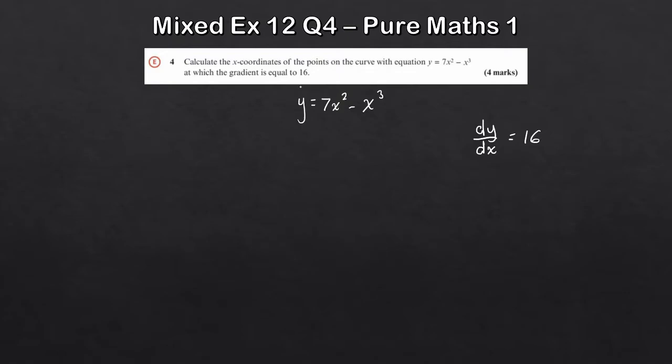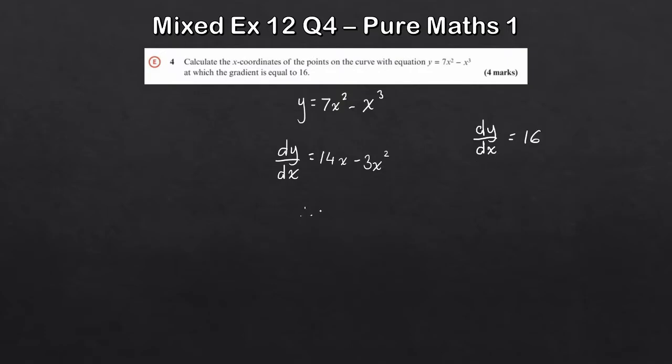So let's do that. So differentiate this. Should be a nice, easy function to differentiate. So 7 times 2 would be 14. Take 1 from the power, so it'd be x to the 1, or just x. That's a 1 in front of the x, so minus 1 times 3, so that'd be minus 3x, take 1 from the power, so minus 3x squared. So that's dy by dx. Now remember we just said if the gradient is equal to 16, then that means dy by dx is equal to 16.